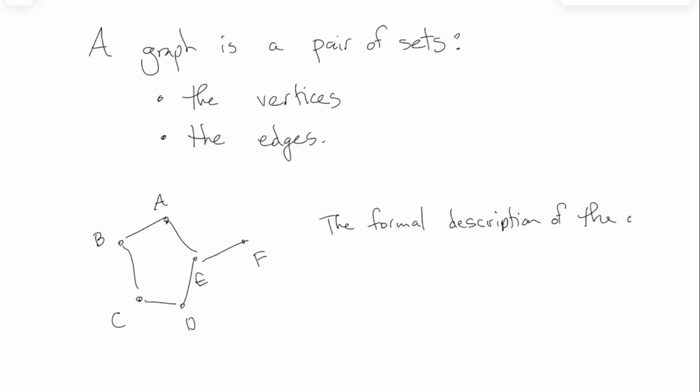which does not actually involve the picture. You say the vertices are the set, and when mathematicians write sets, we use this curly bracket thing, like that. And what are the vertices? They are A, B, C, D, E, F. Okay, so that's the set of vertices. And then I also have to tell you the set of edges.